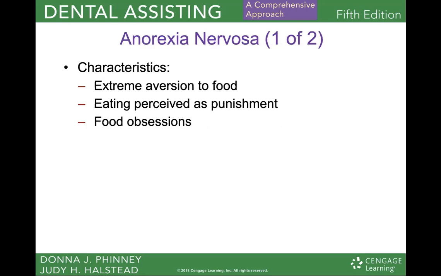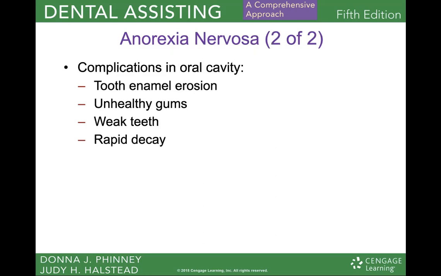Characteristics of anorexia nervosa include an extreme aversion to food, eating perceived as punishment, and oftentimes they are obsessed with foods. So patients with anorexia have an aversion to food, suffer from extreme weight loss, and are fearful of being fat, and the basis for anorexia is usually psychological. Patients with anorexia nervosa have major malnutrition issues, which will be apparent in the teeth and gums.